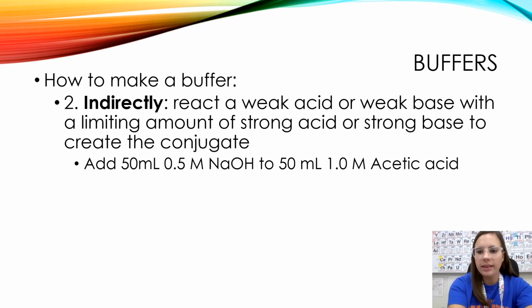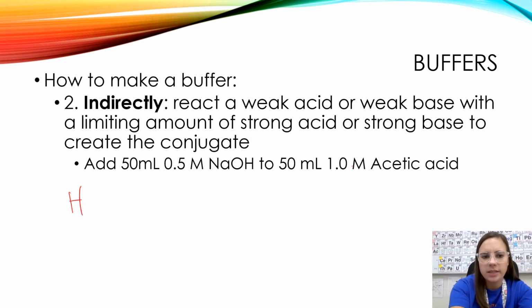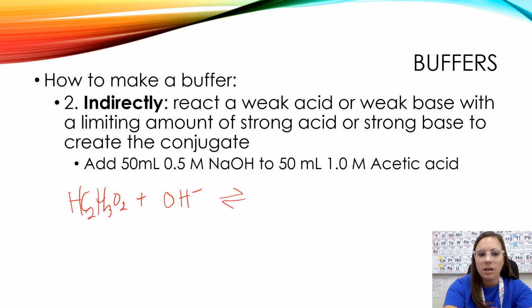So in this example, it says add 50 milliliters of 0.5 molar sodium hydroxide to 50 milliliters of 1.0 molar acetic acid, okay? So what reaction is going to go on here? So we've got acetic acid plus NaOH. Now, sodium's not going to do anything. I'm going to leave it out. It's a spectator. It's a net ionic equation. And hydroxide is strong, so there is no equilibrium. Every bit of that hydroxide is going to remove a hydrogen to produce the acetate ion and water.